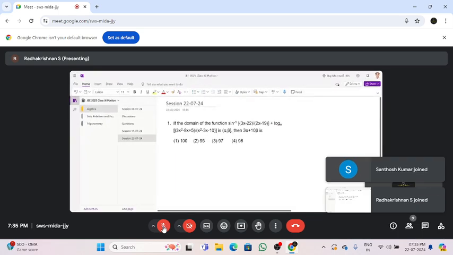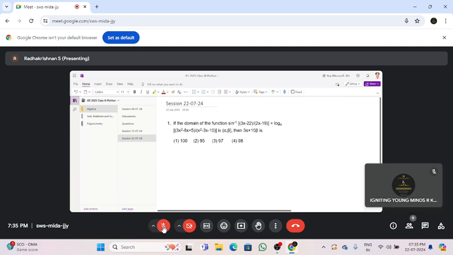I hope you can all see this problem. If the domain of the function sine inverse of (3x minus 22) over (2x minus 19) plus log to the base e of (3x square minus 8x plus 5) by (x square minus 3x minus 10) is alpha comma beta, then what is 3 alpha plus 10 beta? Because you want to get the final answer as one number, they've given 3 alpha plus 10 beta. So basically we have to determine the domain of this particular function.